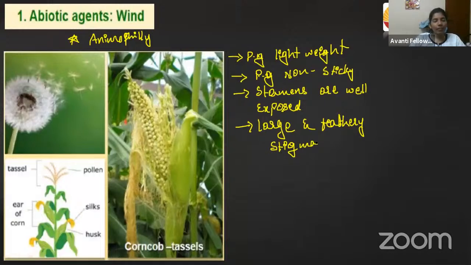Yes, is that clear? Wind pollination? Click on yes if it is clear. Yes. Okay, very good.